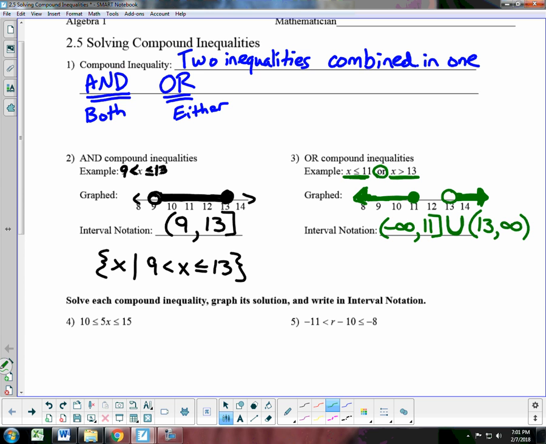All right. Now, set builder notation: start with a curly bracket, all x values such that, and basically we're copying down what we see in the example. x is less than or equal to 11, or x is greater than 13.